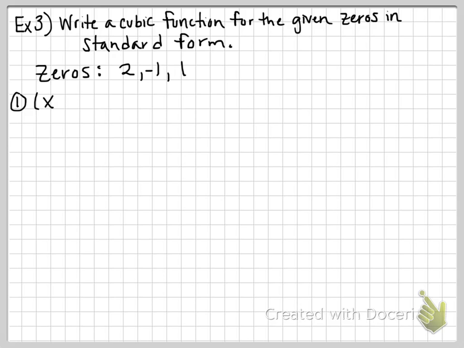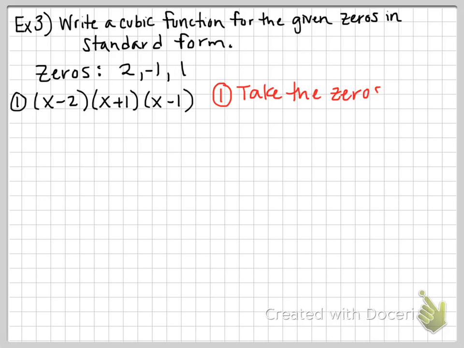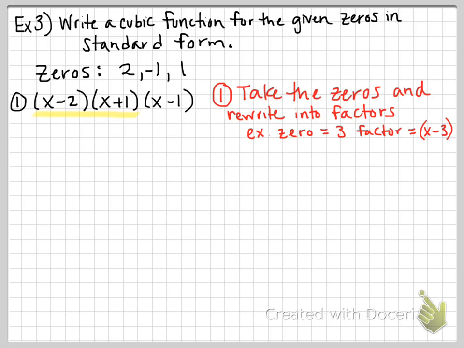So we're working backwards now. We're given the zeros, we want to work back to the factors. So I set it up like this because I'm going to take the zeros and rewrite them into factors. And if I know the zero, it's like working backwards. So for example, if one of the zeros was 3, the factor would be x minus 3. So once I've got it set up in factored form, all I have to do is expand it. Pick 2 of the factors to start with and multiply them out, and then multiply by the last one.